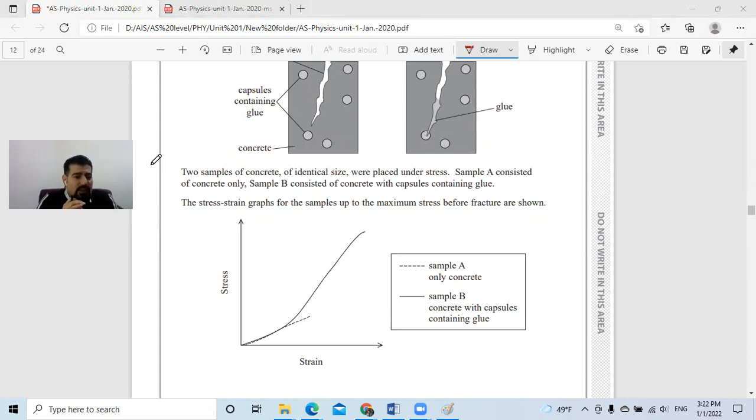Sample A will be more brittle than B. But with the glue it becomes not brittle. Yes, exactly. Sample B will be tougher. What else?